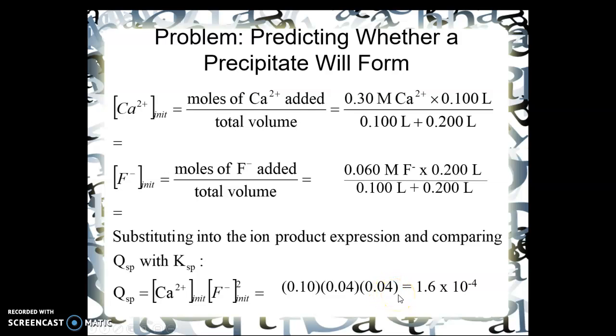I just wrote it out like this. When we multiply those together, we get 1.6 times 10 to the negative fourth. That's Q for the solubility product. But KSP is 5.3 times 10 to the negative ninth. This is way bigger than the KSP, so a precipitate will form. This is how you do these problems. You need to figure out the molarity of the two ions once they're mixed, and then see if Q is greater than KSP, in which case it does form a precipitate.